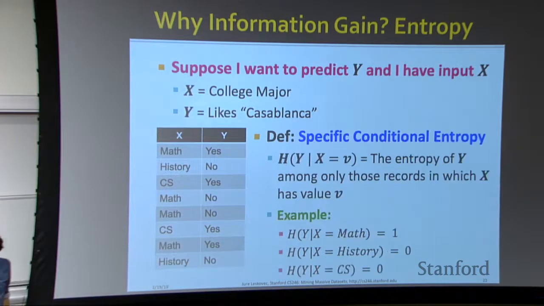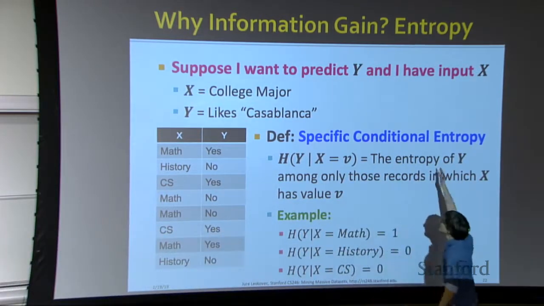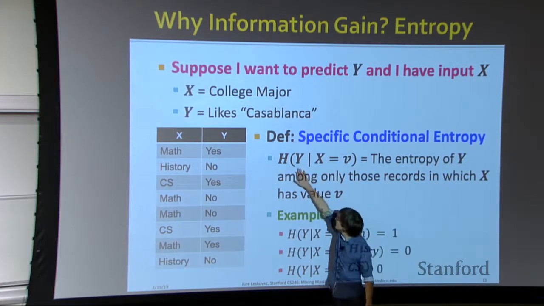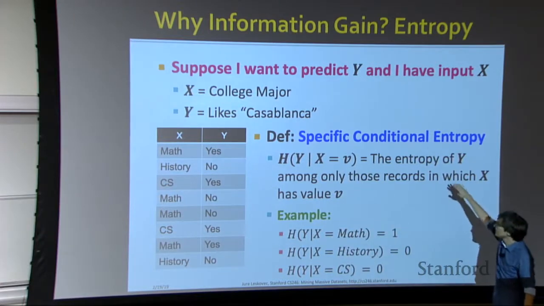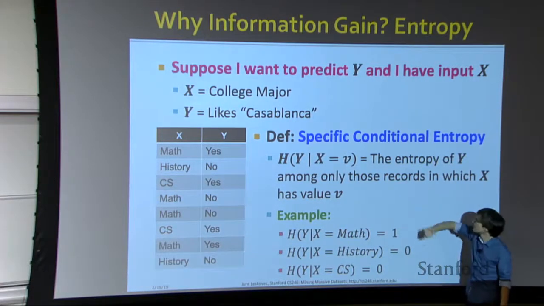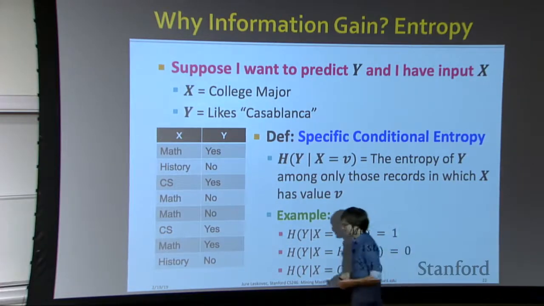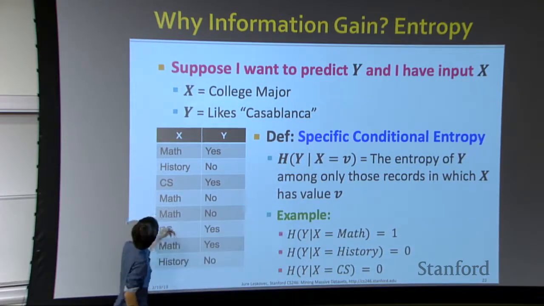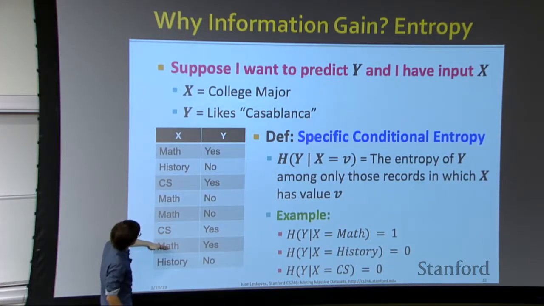Now that I have the entropy of X, I want to define what is called specific conditional entropy. This is simply the entropy of a given variable limited to the cases in which X takes value V. So this is the entropy of Y among only those records for which X has value V. So I could say, what's the entropy of Y given that X equals math? I would simply only look at records where X equals math, and then ask what's the entropy of Y here.